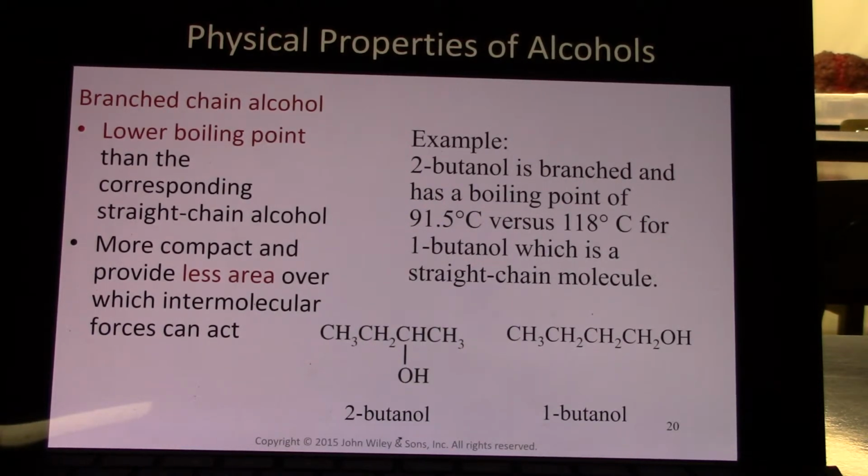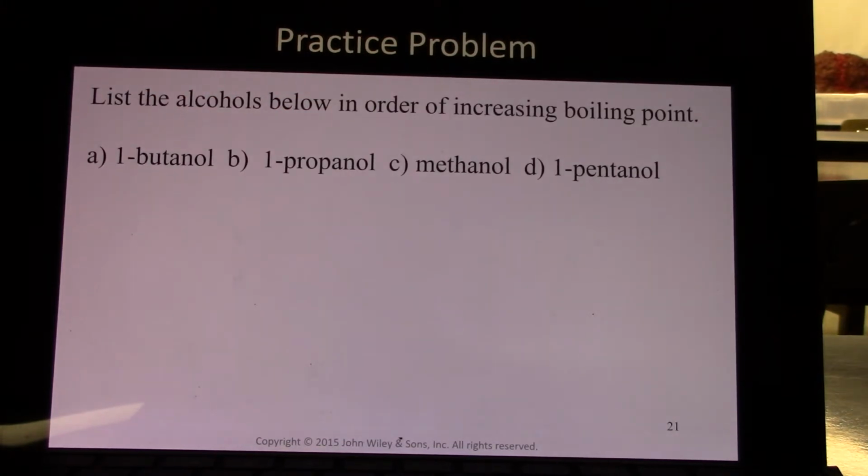Branched chain alcohols. If the carbons branch out, if they're not in just one long chain, but they start branching, this lowers the boiling point. It makes the molecule more compact and has less area over which intermolecular forces can act. So for example, 2-butanol is branched and has a boiling point of 91.5 degrees Celsius, whereas 1-butanol is straight chain and has a boiling point of 118 degrees Celsius. So the more branched the alcohol gets, the lower the boiling point will be.